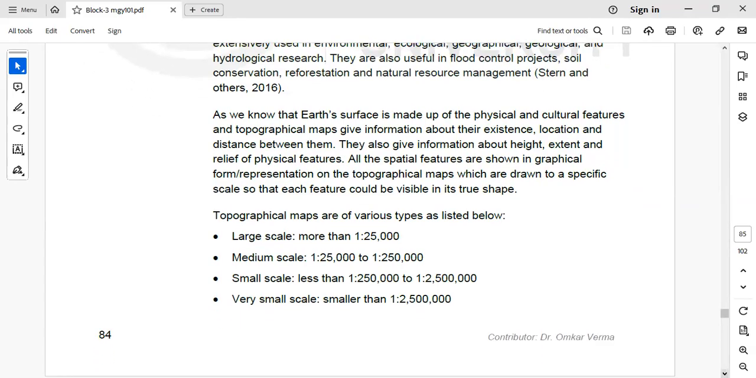The large scale map covers less area but gives more information. And on the other hand, the very small scale maps cover a larger area, but they give very little information.